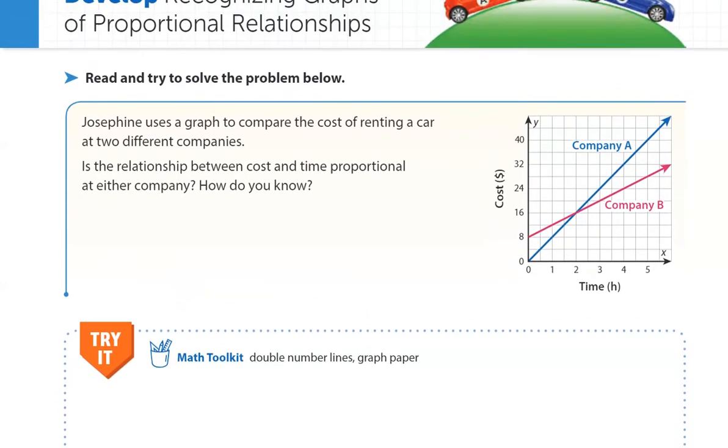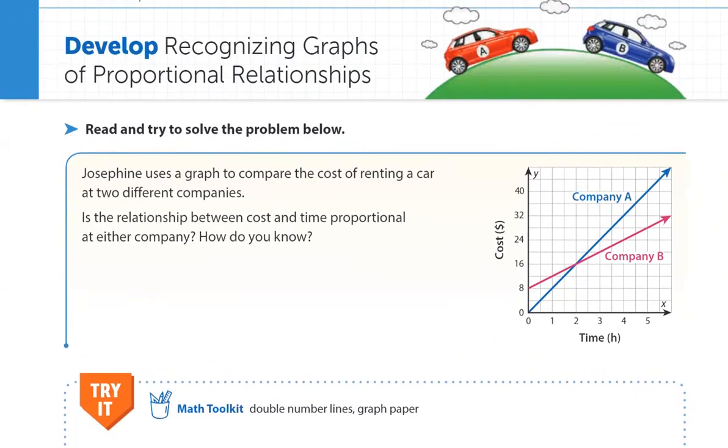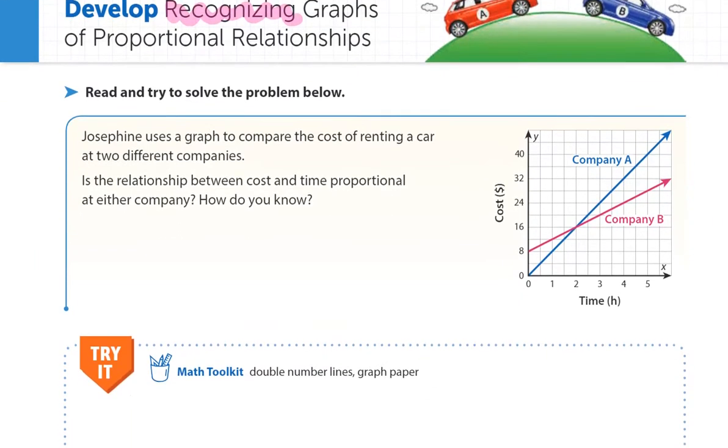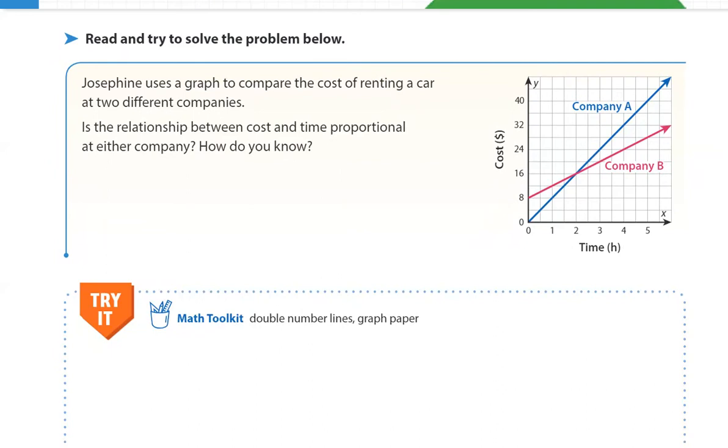For session 2 we were interpreting graphs of proportional relationships. Today all we have to do is recognize them. So here is your try it. It says Josephine uses a graph to compare the cost of renting a car at 2 different companies. Is the relationship between the cost and time proportional at either company, and how do you know?